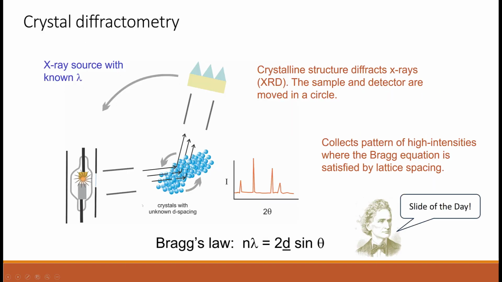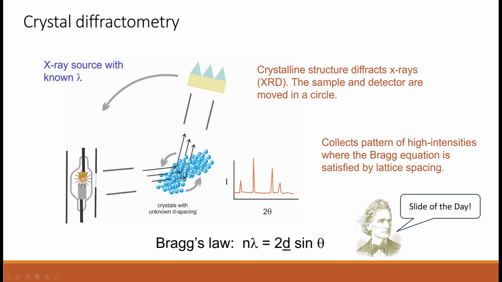So a crystal diffractometer, as first constructed by the Braggs, operates on this principle. An energetic source of X-rays, essentially a glorified light bulb, emits X-rays. They are focused towards a crystalline powder. They interact with the crystalline powder, and they're able to diffract X-rays towards a detector.